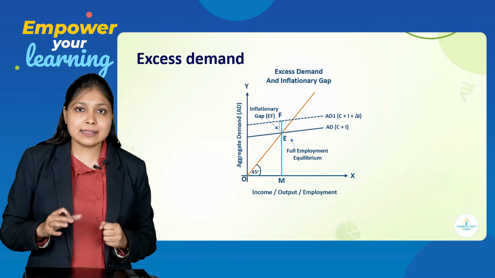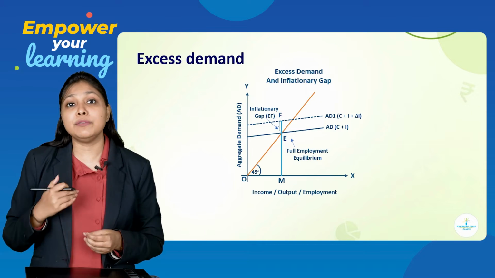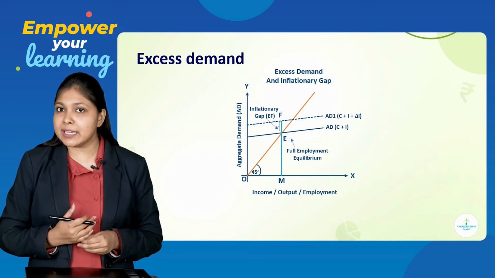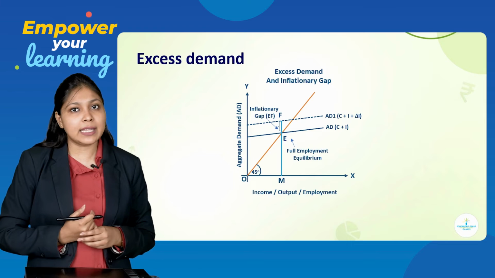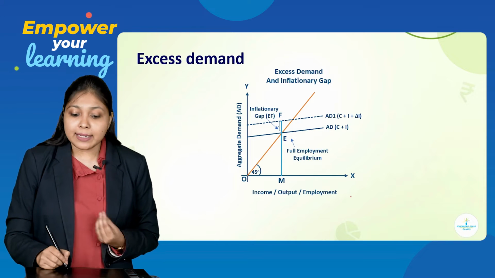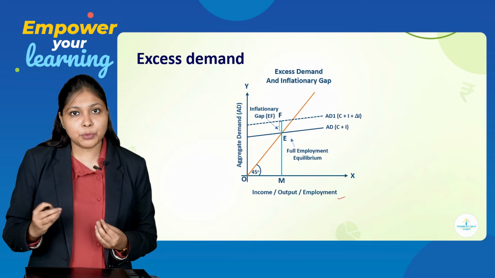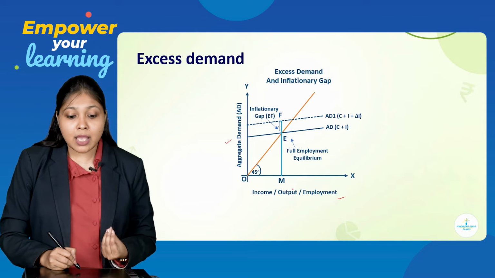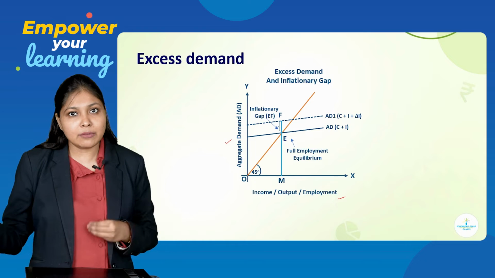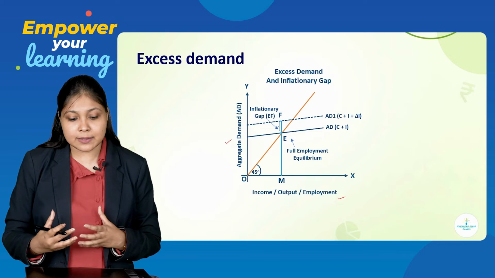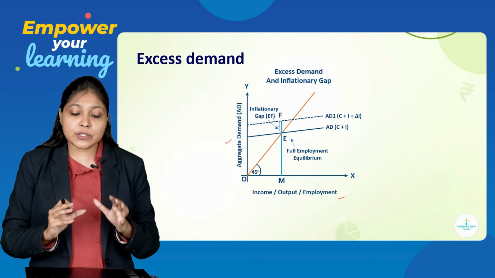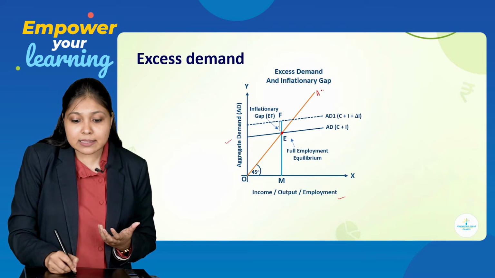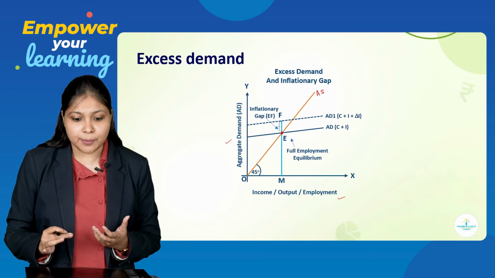Now, to understand excess demand, first of all, we will have to understand its diagram, which is extremely important. So, let us see what the diagram says. On x-axis, we have income, output and employment. On y-axis, we have AD, that is aggregate demand. Since we are talking about excess demand, we will be talking about AD-AS. Now, we know that the first equilibrium point is this point wherein AD and AS curves are intersecting with each other.